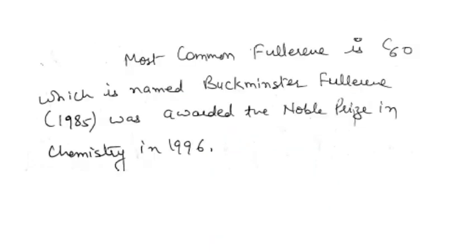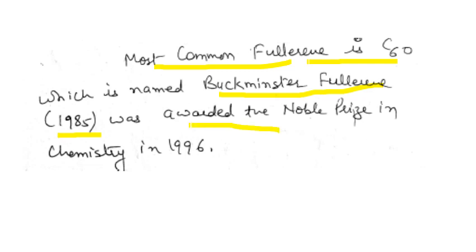The most common fullerene existing as an allotrope is C60, which is also named Buckminsterfullerene. Understood? It was discovered by scientists in 1985 and given the name Buckminsterfullerene, and they were awarded the Nobel Prize in 1996 for the discovery of the fullerene.